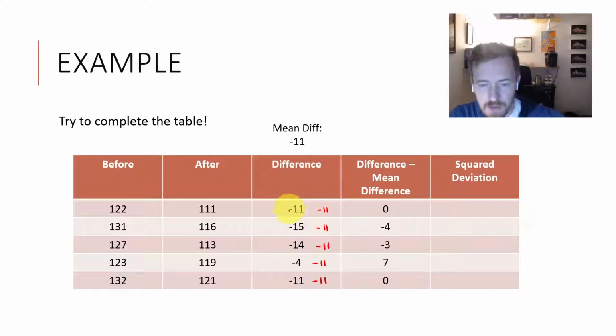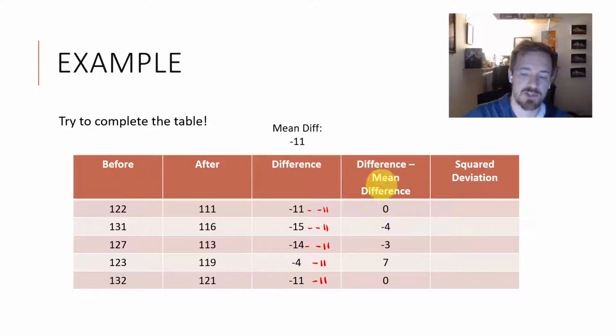So 11 subtracted by negative 11 is going to be 0. Negative 15 subtracted by negative 14, which is essentially like adding 11, is going to be negative 14. Negative 14 subtracted by negative 11 is going to be essentially negative 14 plus positive 11 now. That's going to give us negative 3, so on and so forth.